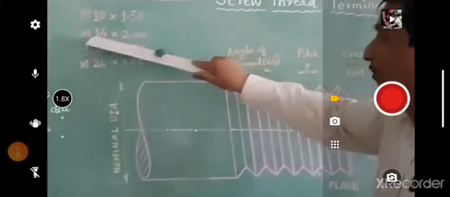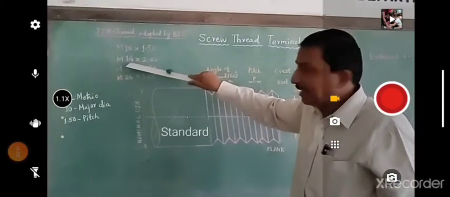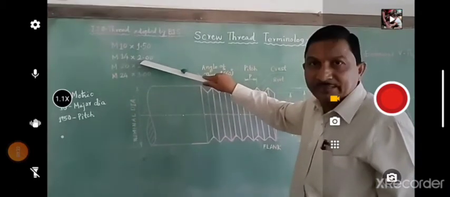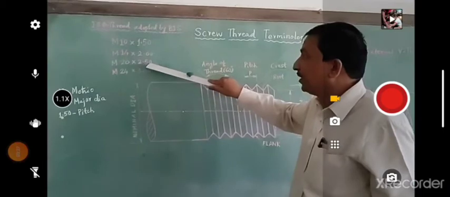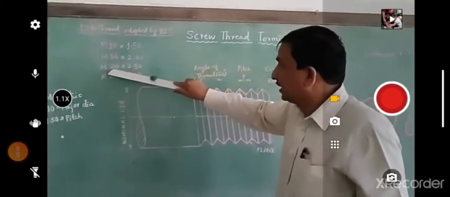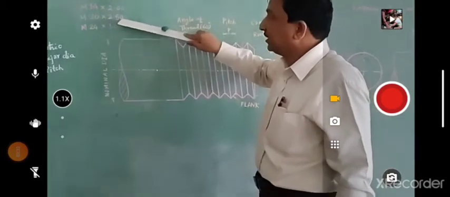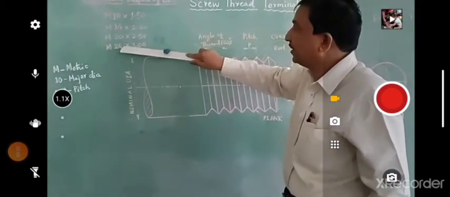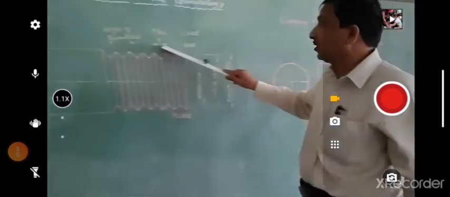So for M14, M means metric and 14 is the major diameter. For 14 major diameter, 2 mm is the standard pitch. Like this, for M20, 2.5. For 20 mm major diameter, 2.5 is the pitch. Likewise, for 24 mm major diameter, 3 mm is the standard pitch. So this is very important here.